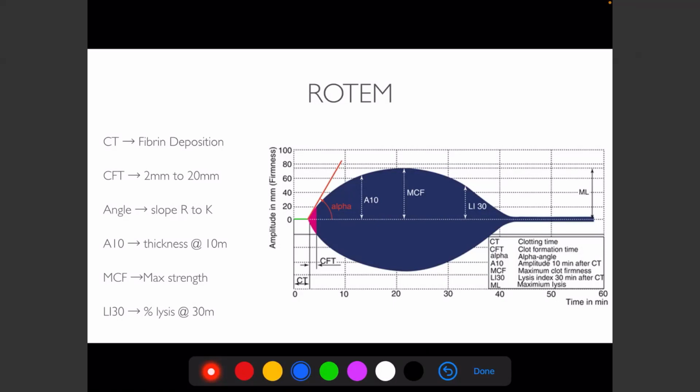The angle is the same thing, called the alpha angle. It's the same thing as a slope. You don't really use that, so I just wanted to put it there, but the values we use are the clot formation time. It's more based on the time instead of the angle. A10 is not in TEG, but it's the same principle. So it's the thickness of your clot at 10 minutes. That's all it is. Your MCF is the maximum clot firmness, and that's basically the thickest point in the clot, just like the MA of the other one in TEG. And then your lysis index at 30 minutes is how much clot is broken down at 30 minutes, essentially.